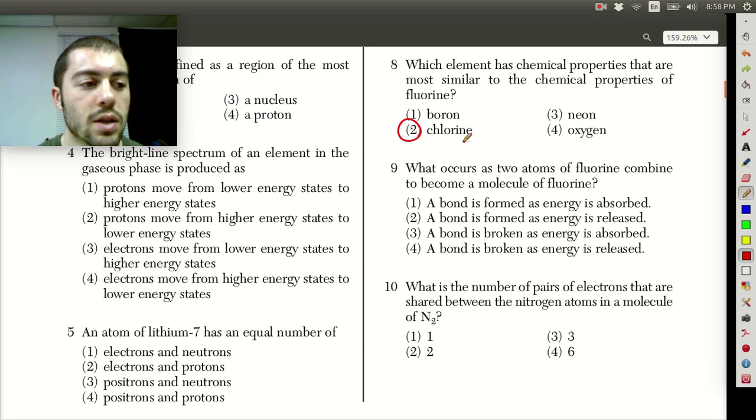Again, anything that's in the same group has the same number of valence electrons. Those valence electrons are the ones that mainly determine reactivity. So things that have the same number of valence electrons are going to behave similarly, have similar chemical properties, and these are again things that are in the same group. So chlorine would be the correct answer here.